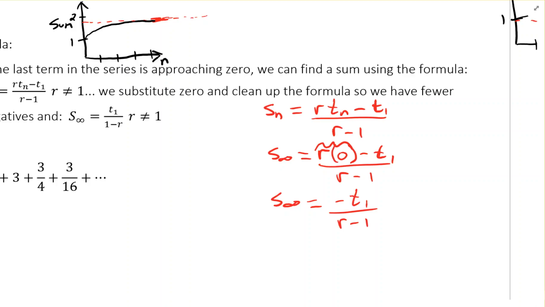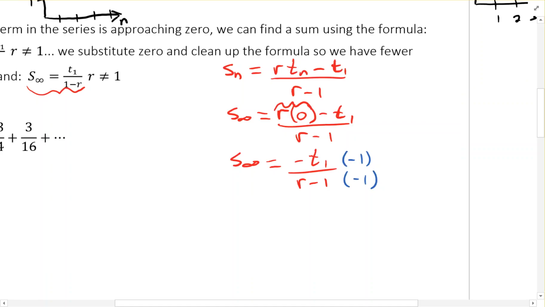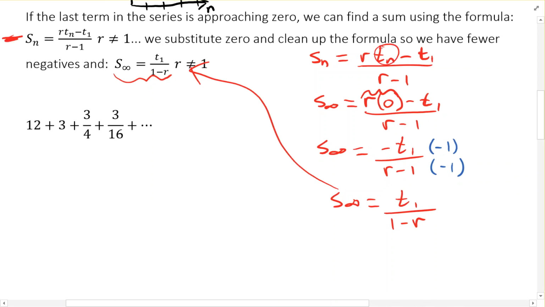Now, this is the equation, but this one just looks a little bit nicer. We just get rid of some negative symbols. The way we can get rid of those negative symbols is if we multiply the top and bottom by negative 1. What we'd end up with is S infinity equal to T1 over, now negative 1 times R is negative R, and negative 1 times negative 1 is 1. So we'd have 1 minus R. So you can see this is the formula. That's how we got that, and that was all by making Tn equal to 0.